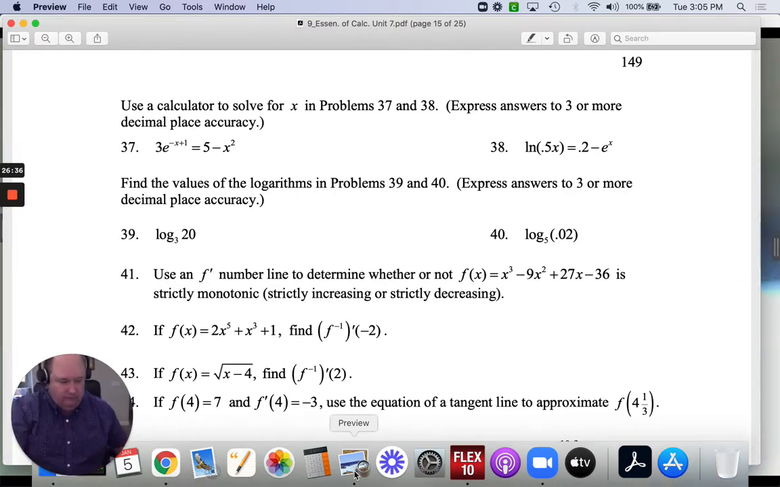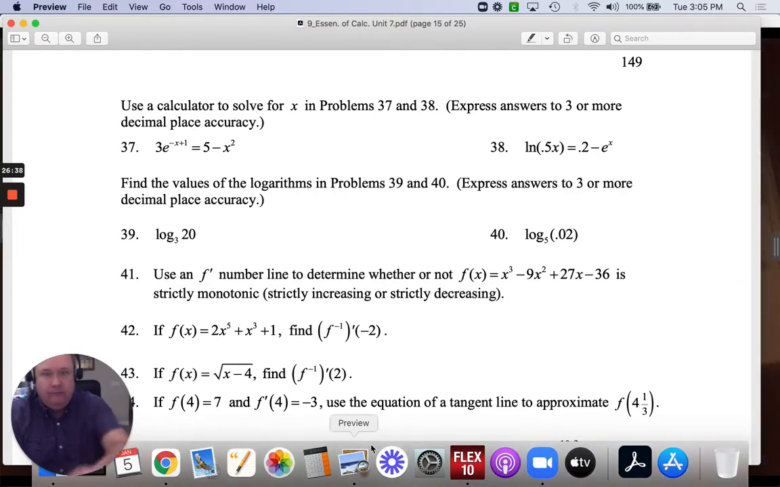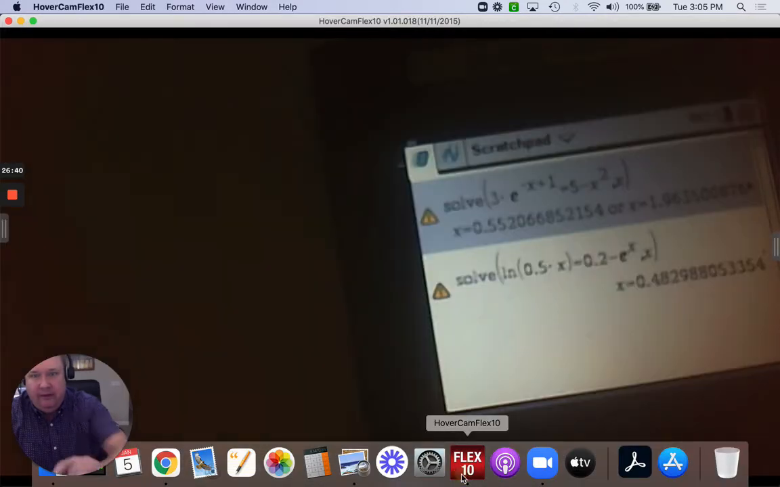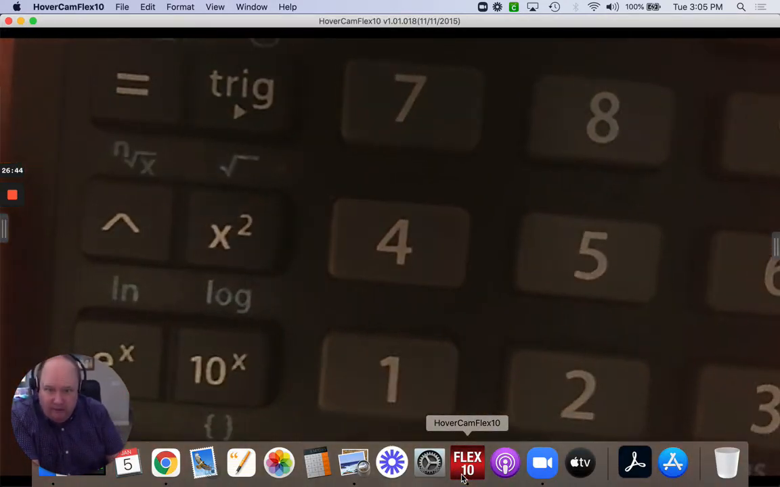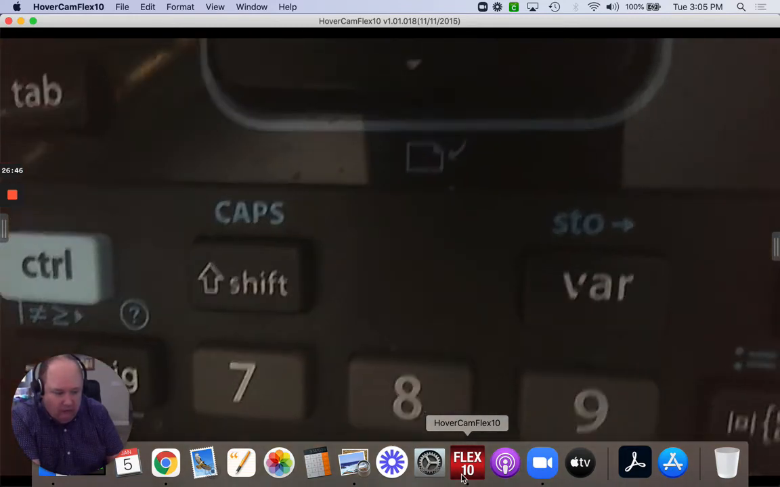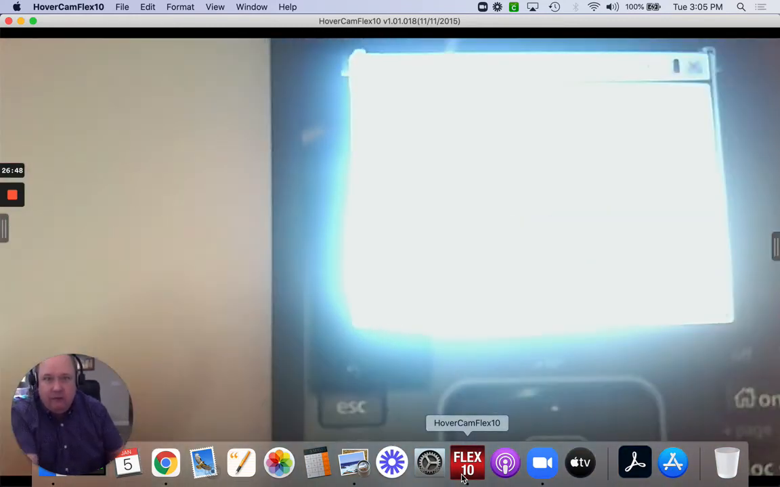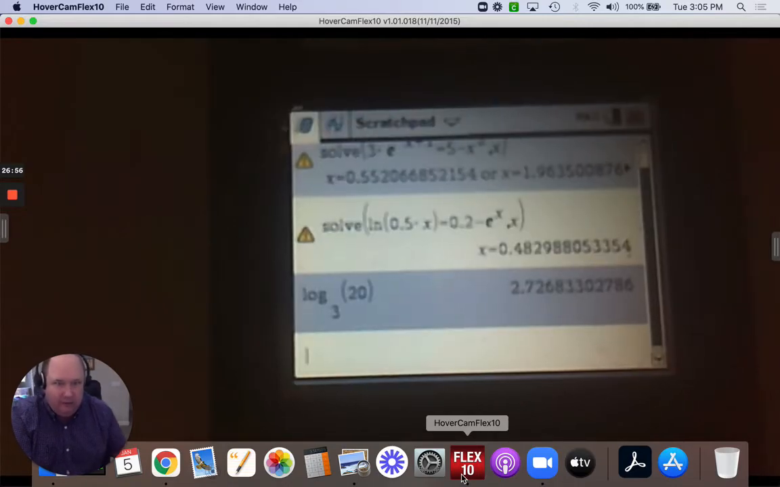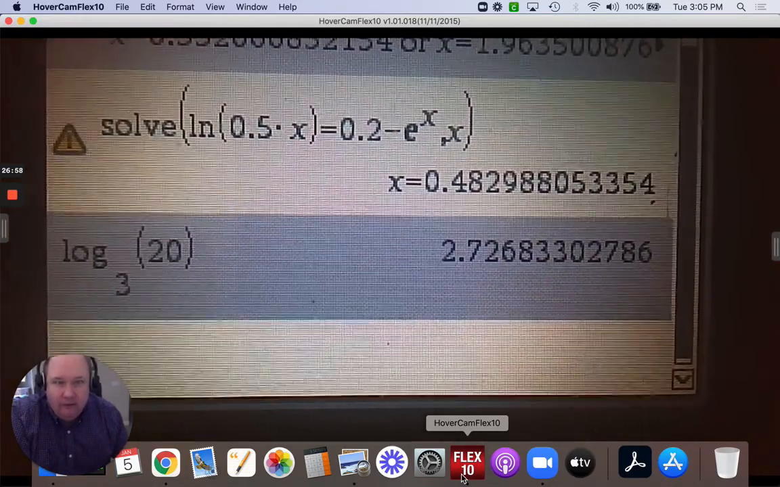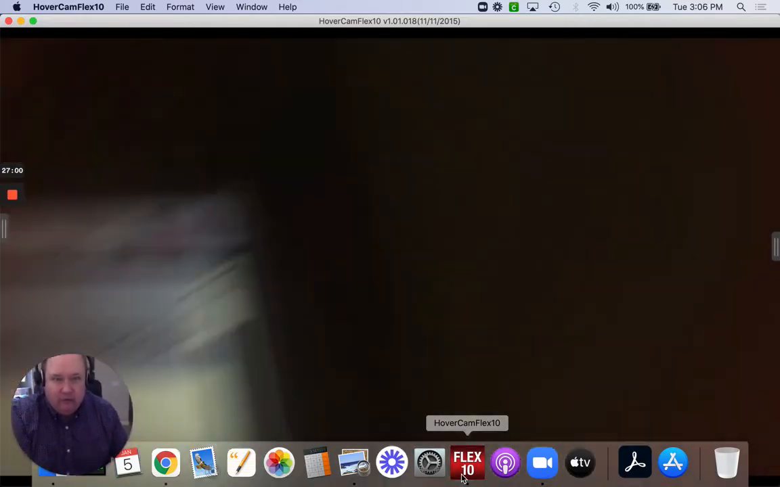So the first one to evaluate, know where the logarithm button is. So that's where it is, right there in blue. So press Control and that button right there. That's what pops up. Type in the base and then the number and then Control Enter, and that's it. You don't have to do anything else. Super ridiculously easy. 2.726.